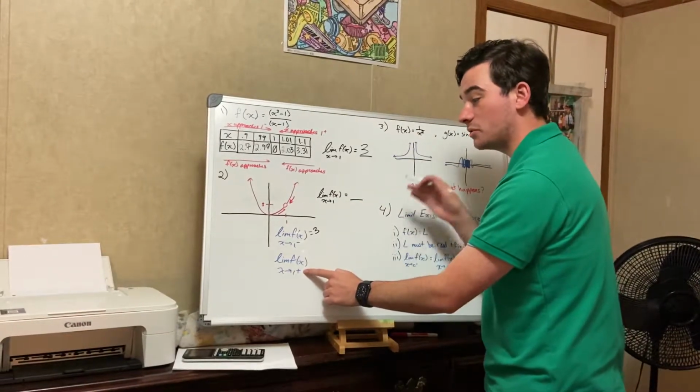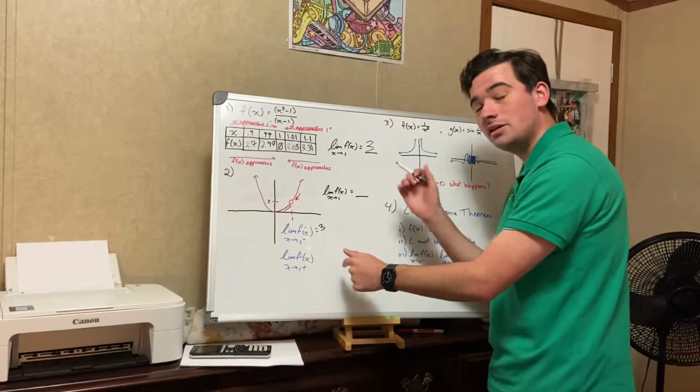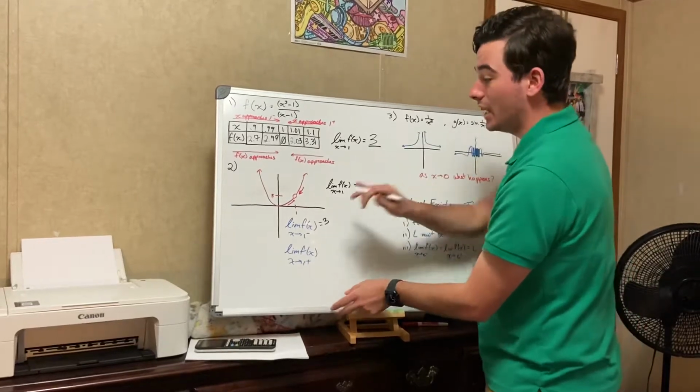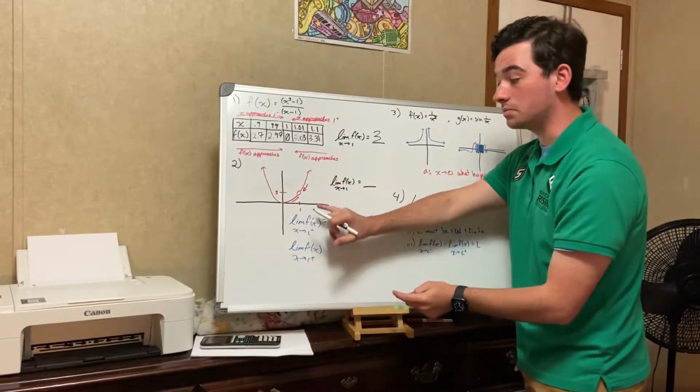The plus sign means from the right. So what is the intended y value of the function as x approaches 1 from the right? And you see there's an arrow here, and the function is approaching 3.